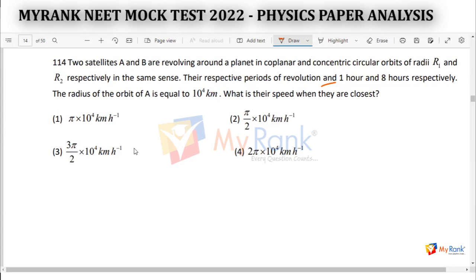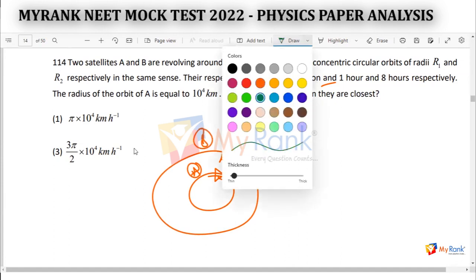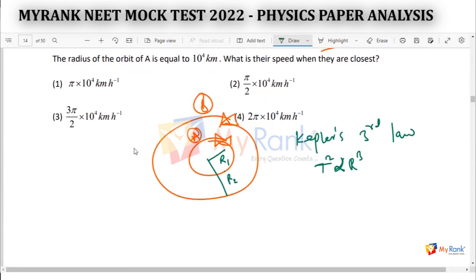So students, here the satellites are revolving around the planet in circular orbits. This is satellite A, and this is satellite B. This one is moving with radius R1 and this one with radius R2. In that case, from Kepler's third law, T square is directly proportional to R cube. The square of the time period is directly proportional to the cube of the semi-major axis.